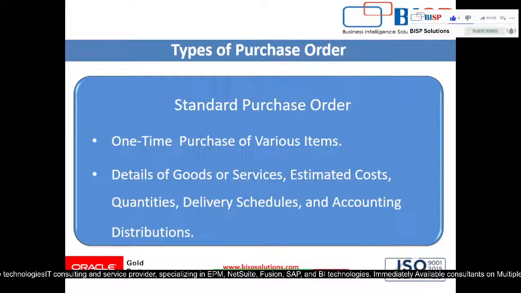This standard purchase order is a one-time purchase of various items. Whenever you want to create a one-time purchase of items, you can create the standard purchase order, with the details of goods, services, estimated cost, quantities, delivery schedules, and accounting distributions. These are the required details for the standard purchase order, right?